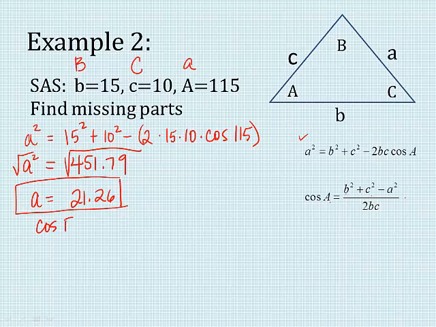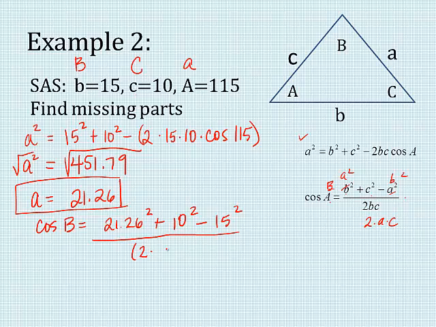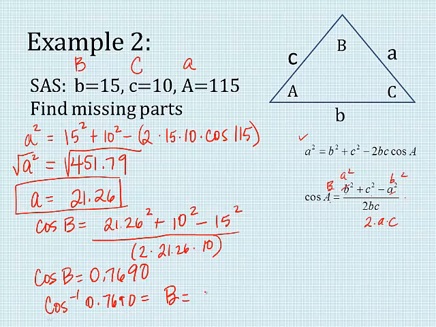So I'm going to do cosine of B. That's going to equal, I'm just switching out my letters, making this b squared, and this will be a squared. So I will have a squared, well a is 21.26 squared, plus c squared, minus b squared, all of that over 2 times a times c. Catch that, don't forget that: 2 times a times c. All right, so I find the cosine of B is 0.7690. So I have to do inverse cosine of this value, and I find out that angle B is 39.73 degrees.